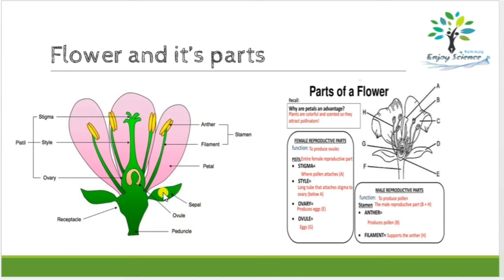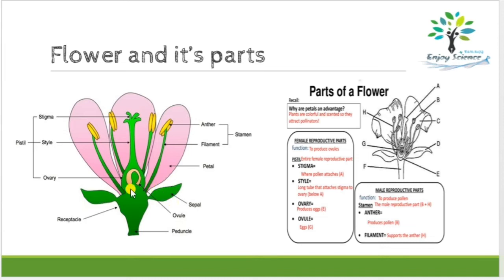Sepals are the green leafy part. The function of sepals is to protect the flower in the bud state, because when flowers are in the bud state, sepals cover the other parts of the flower. So sepals protect the flower in the bud state.